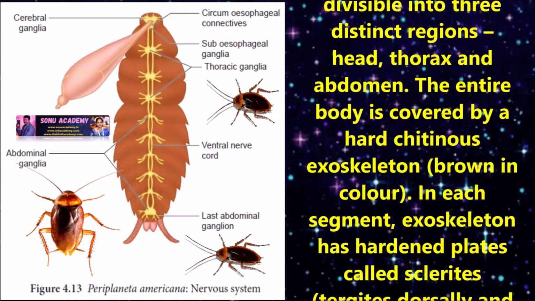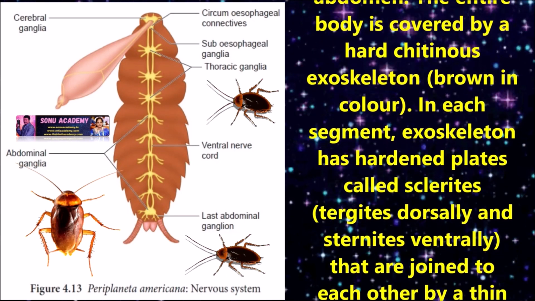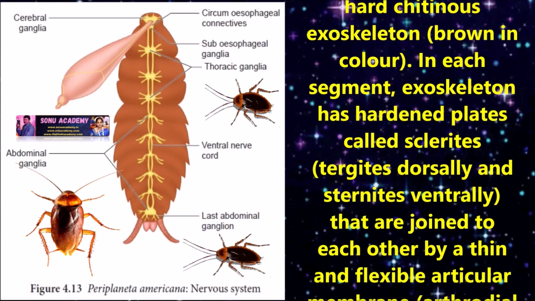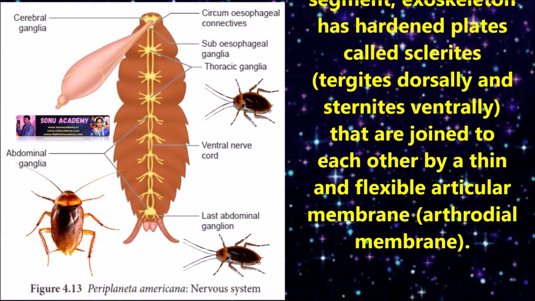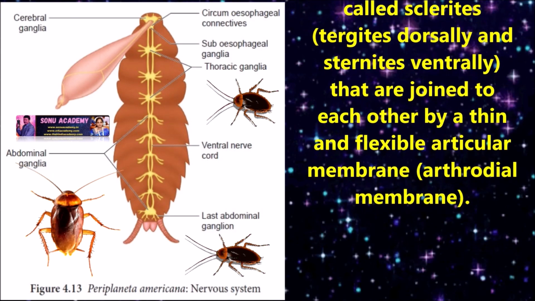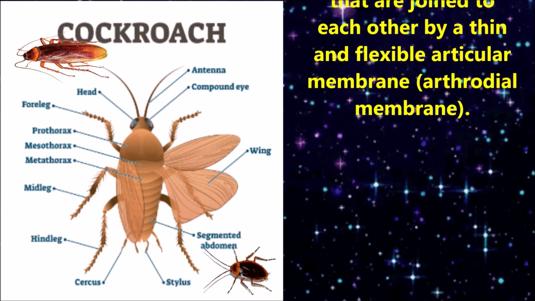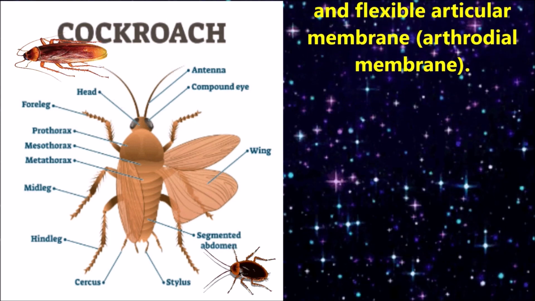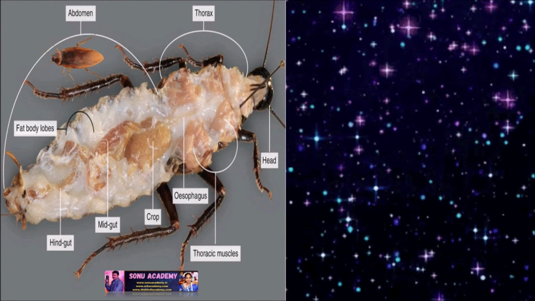The entire body is covered by a hard chitinous exoskeleton, brown in color. In each segment, the exoskeleton has hardened plates called sclerites: tergites and sternites. They are joined to each other by a thin and flexible articular membrane called arthrodial membrane.